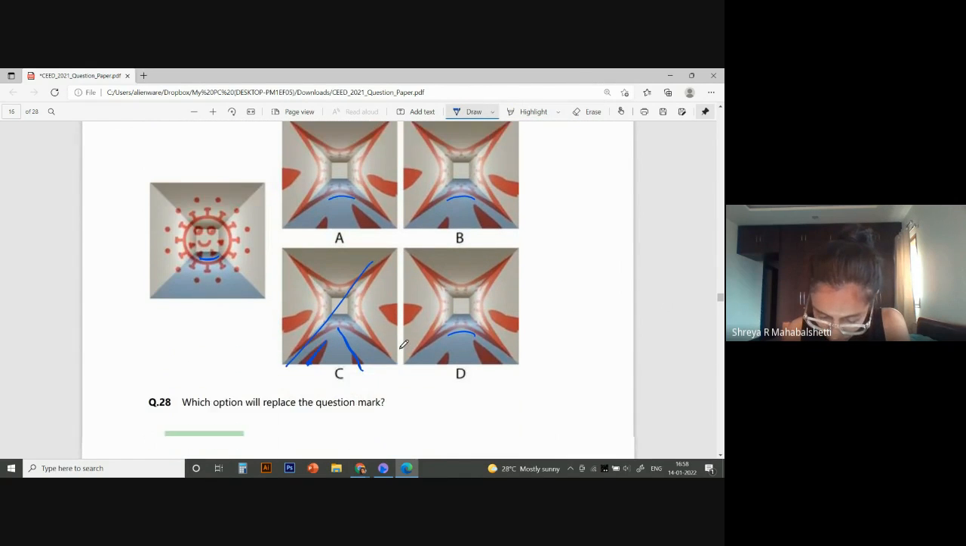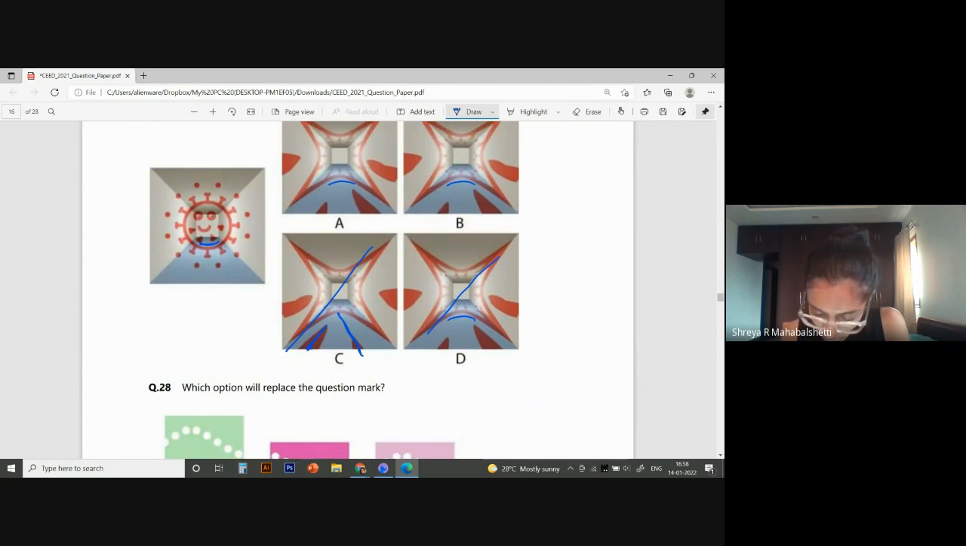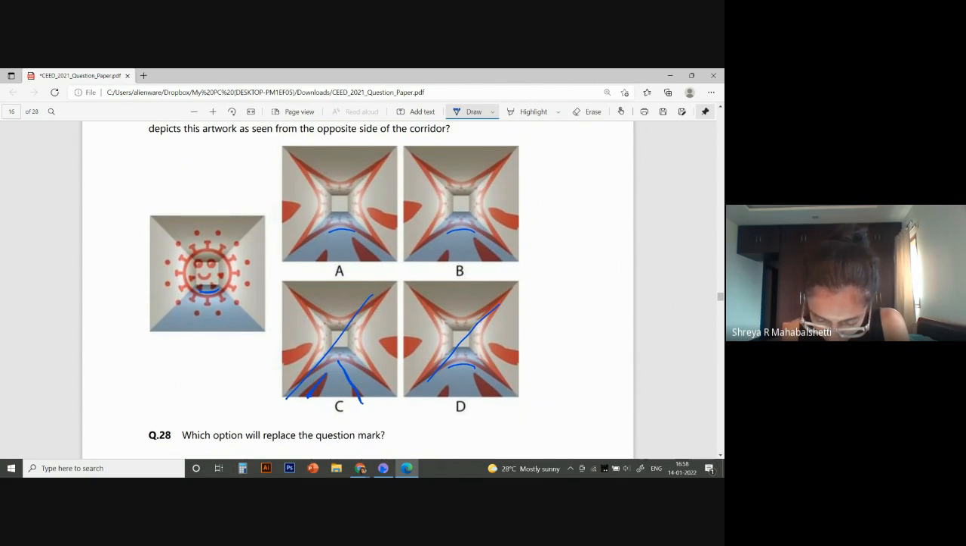Hence D is gone. Now we're left with A and B. You see that those three dots, 1, 2, 3, and 1, 2, here the dot is in between. Hence it is option B.